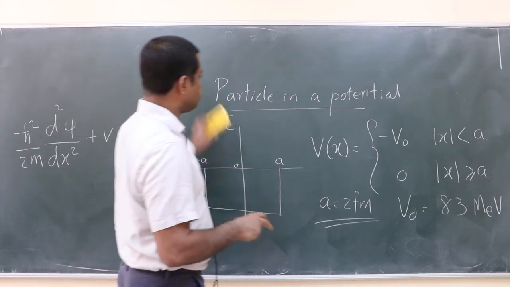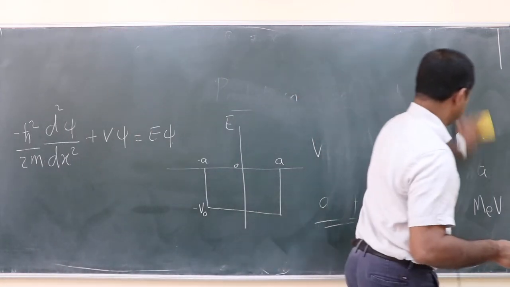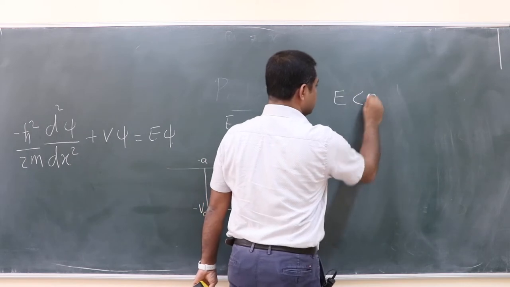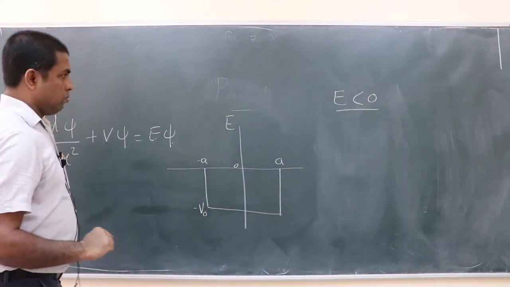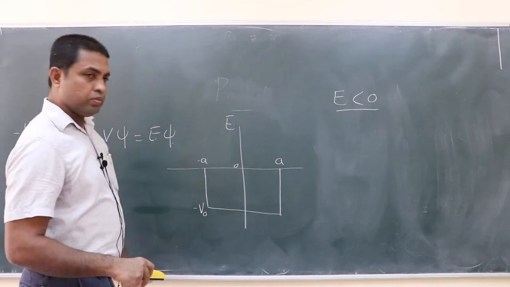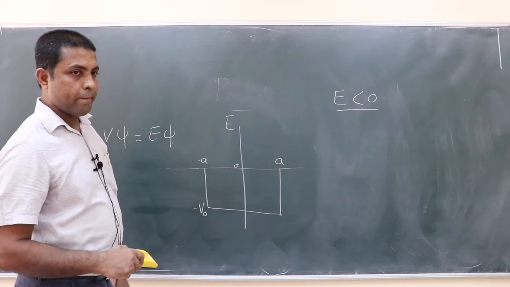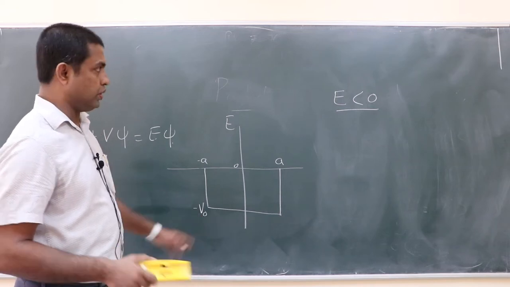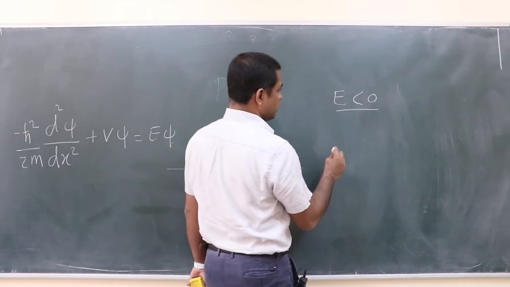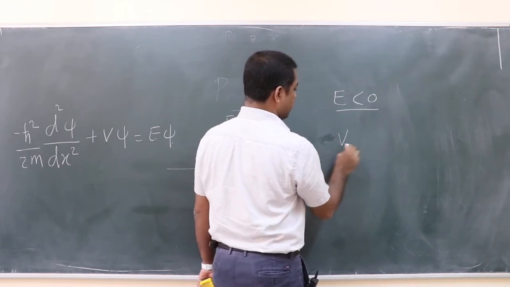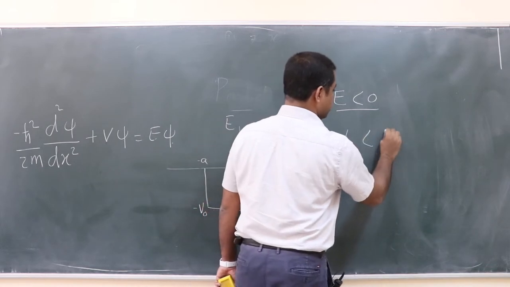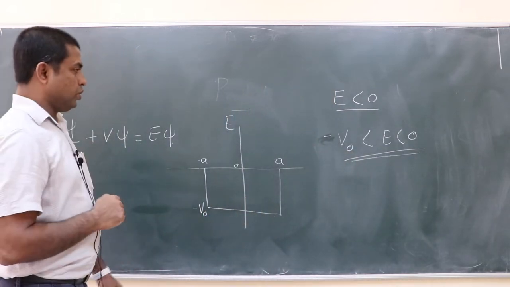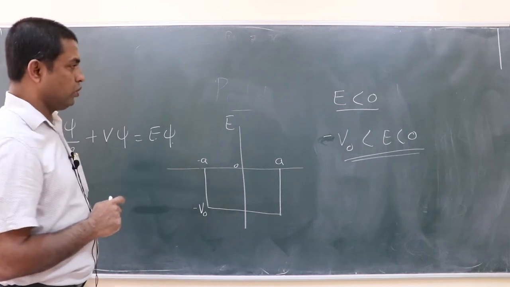So now we are looking at the situation E less than 0. But whether E can go to any value below 0, up to what? E should be minimum minus V0. So E should be between what and what value? Between minus V0 and 0. Okay. So in those cases you can have a bound solution for this.